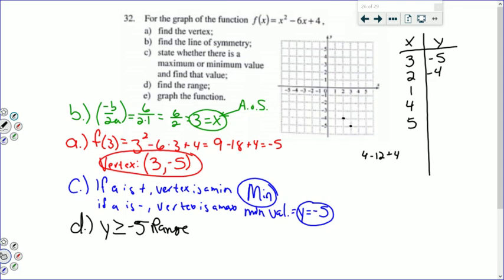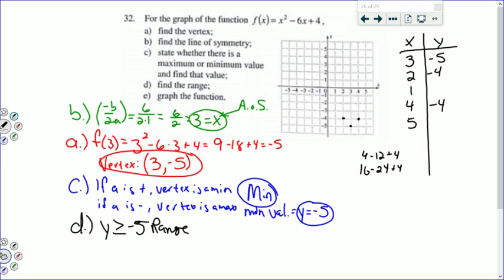Okay? Since we took one step to the left and got -4, if we take one step to the right and go to 4, if we plug in 4, we're going to get 16 minus 24 plus 4. So 16 minus 24 is -8. Plus 4 is -4 again. Notice how this guy right here and this guy right here are the same. It's not a coincidence, okay? Because it is symmetrical.